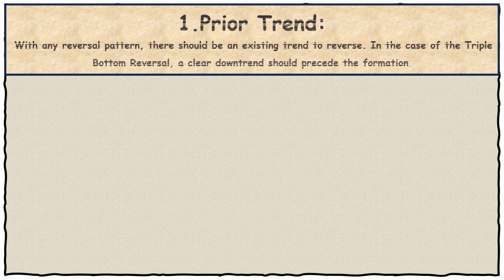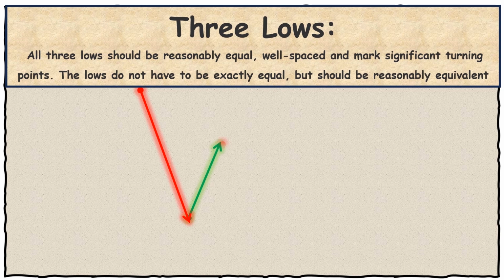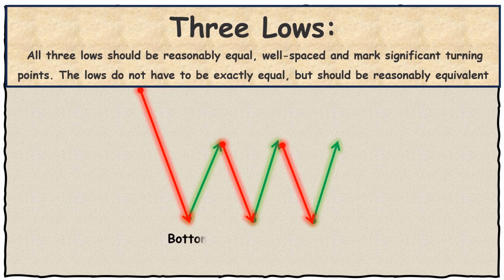1. Prior trend. With any reversal pattern, there should be an existing trend to reverse. In the case of the triple bottom reversal, a clear downtrend should precede the formation. 2. 3 lows. All 3 lows should be reasonably equal, well-spaced, and mark significant turning points. The lows do not have to be exactly equal, but should be reasonably equivalent.